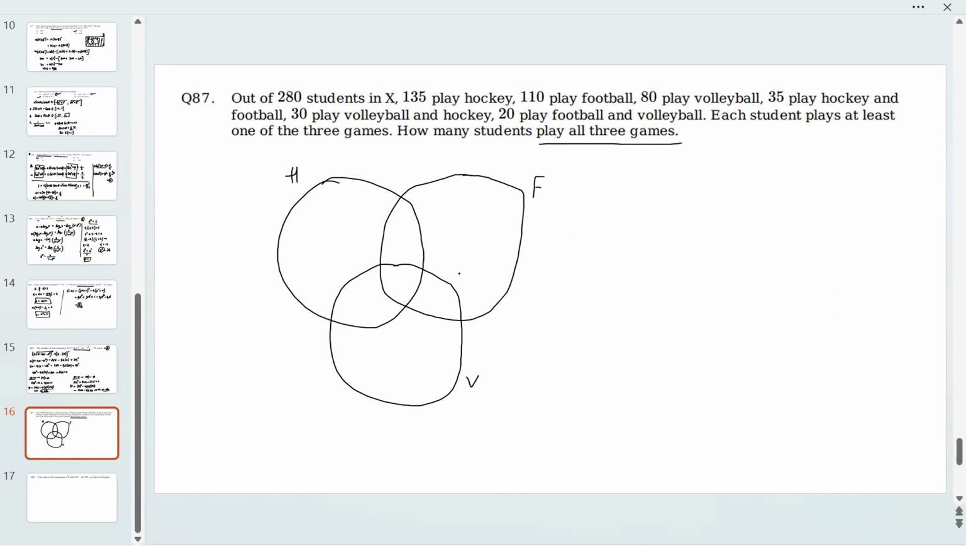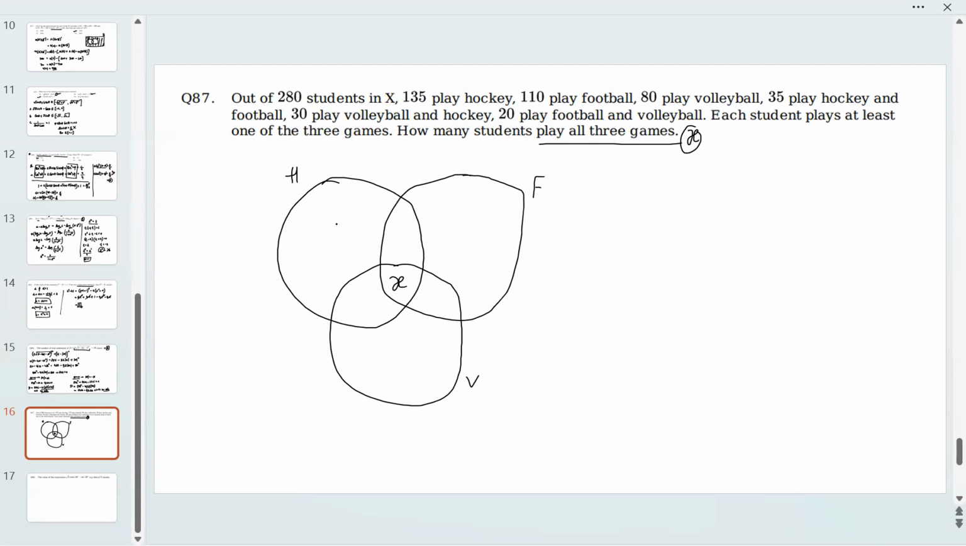We have to find how many students play all three games, in this area, the intersection. So let that number be X. The main aim of this question is to go from inside to outside. We'll define X and then go outside. So we want the value of X. How many students play all three games? Let X students play all three games. So in the Venn diagram, this will be X.